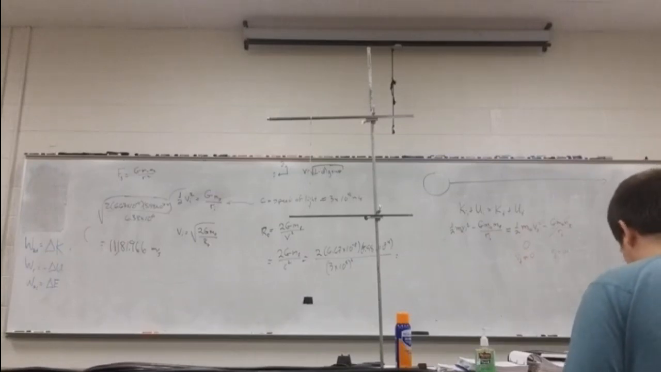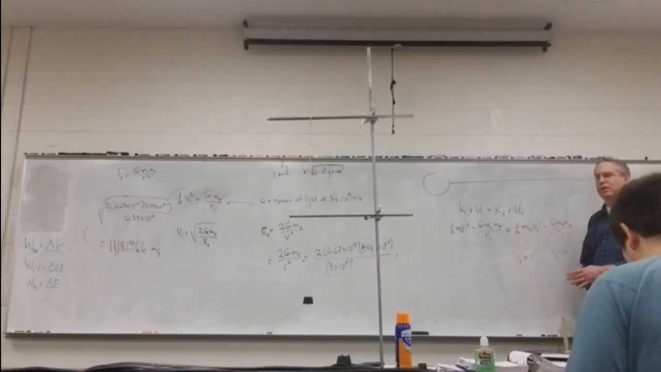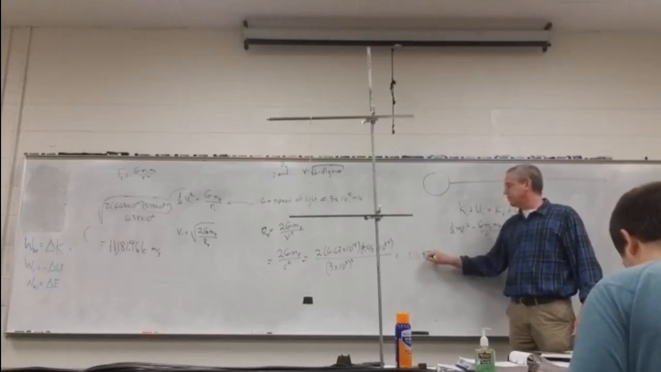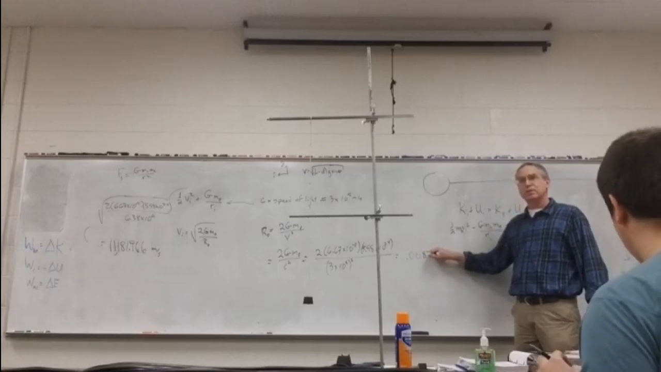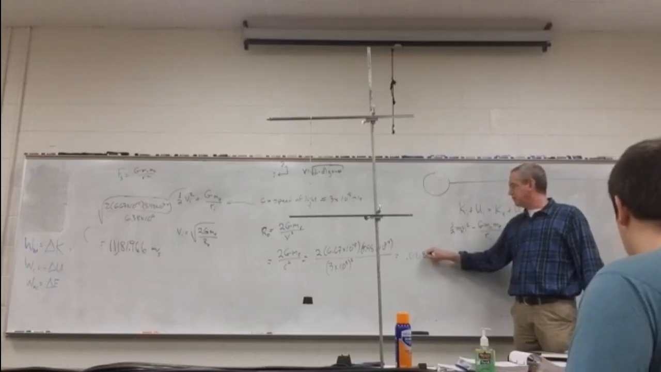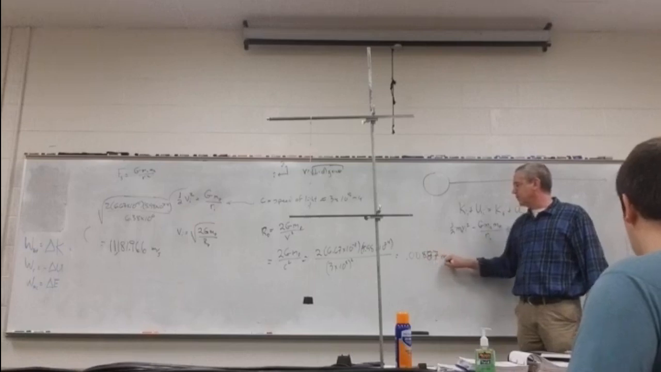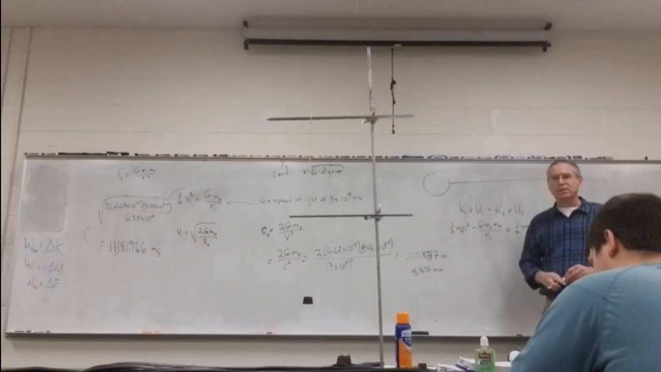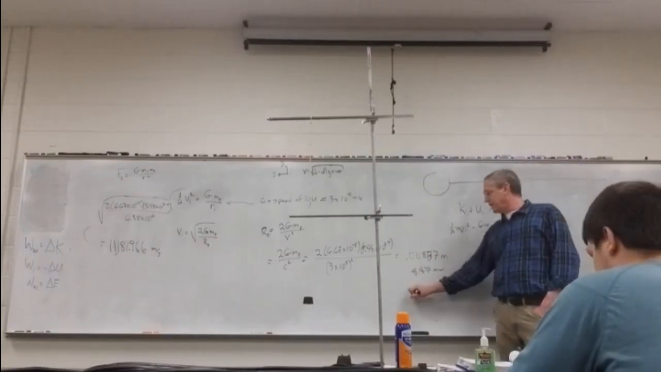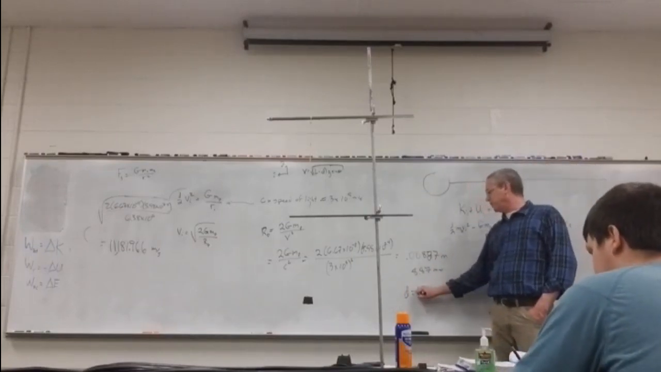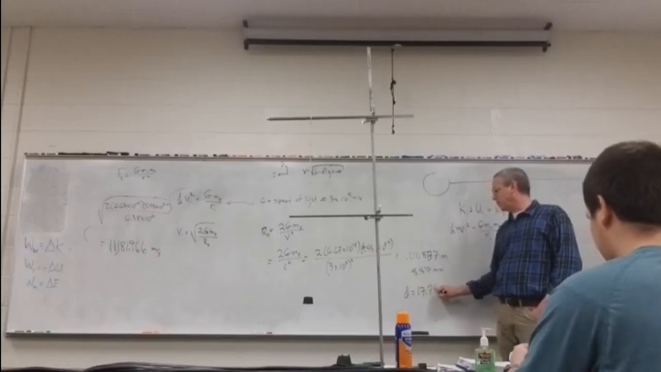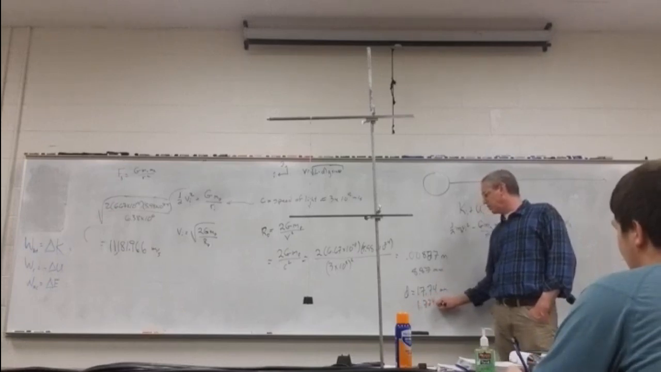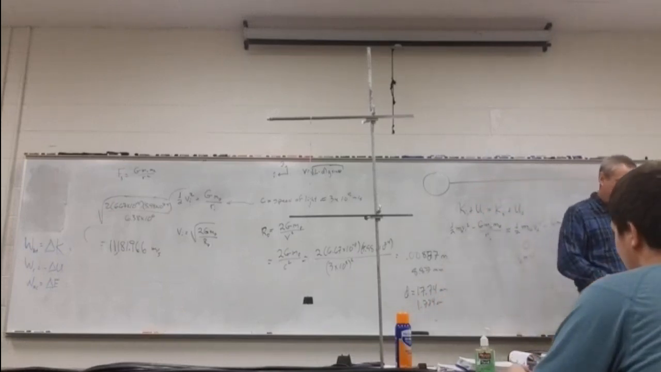0.00887 meters, or 8.87 millimeters. That's the radius. So the diameter would be twice that, which is 17.74 millimeters, or 1.774 centimeters.